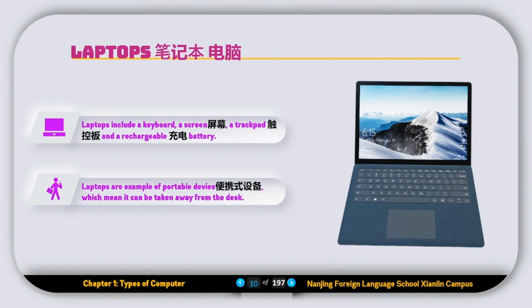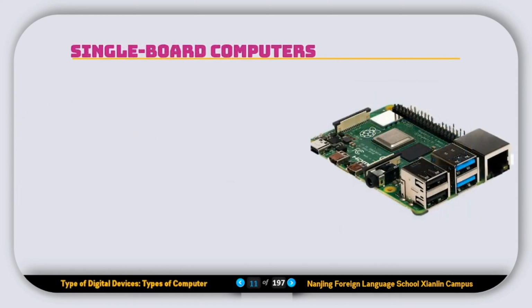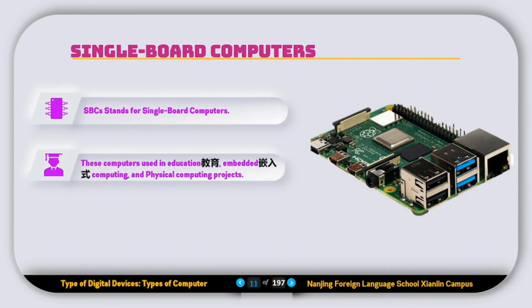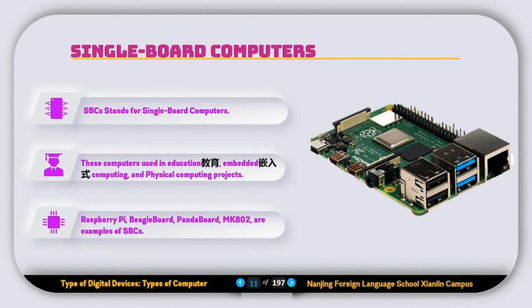The next device is called the SBC, or the single board computer. SBC stands for single board computer. These computers are used in education, embedded computing, or physical computing projects. Examples of those computers are Raspberry Pi, BeagleBoard, PandaBoard, MK802, etc.